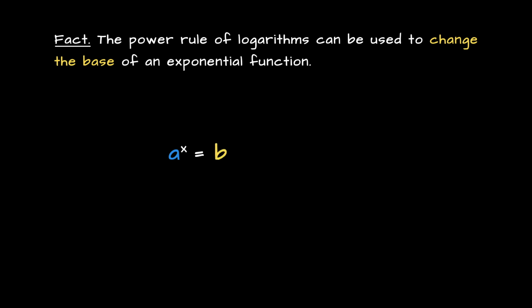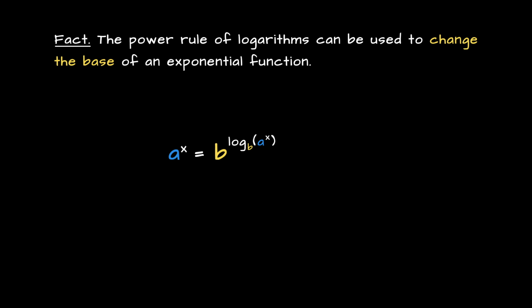What we can do is rewrite a to the x as b to the power log base b of a to the x. This follows immediately from the fact that b to the x and the logarithm with base b are inverse functions, so when you compose them, you just get the input right back.